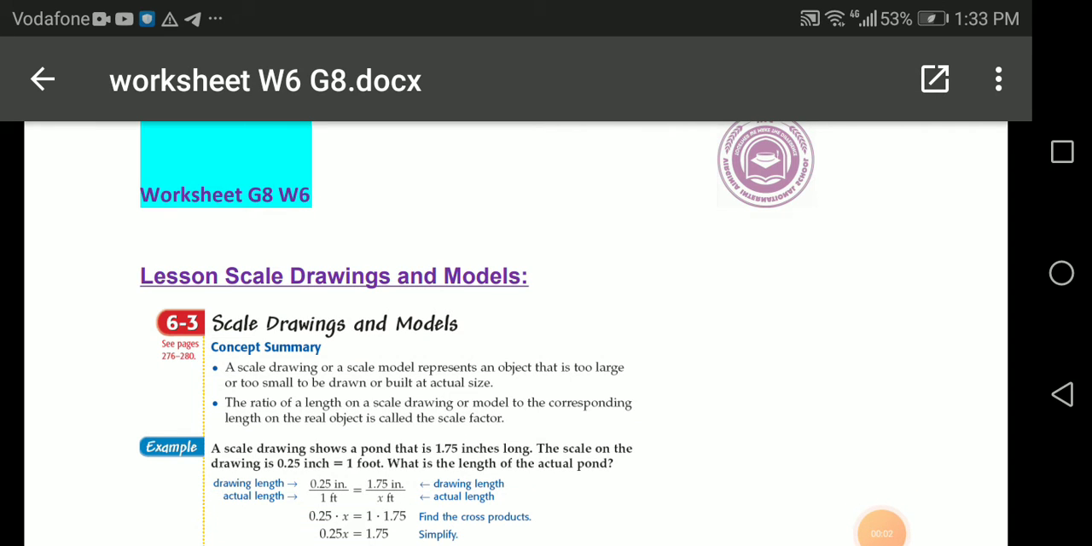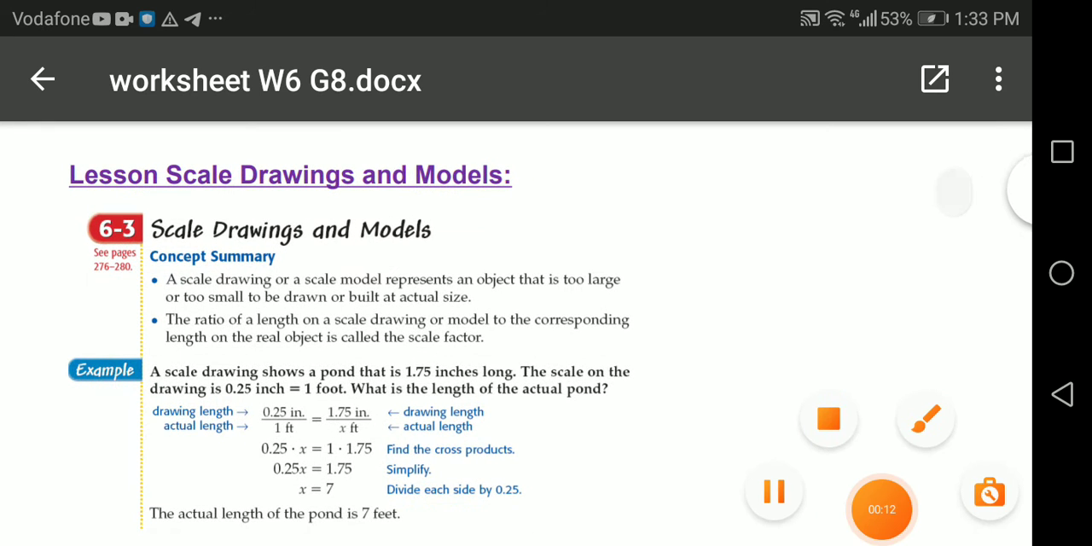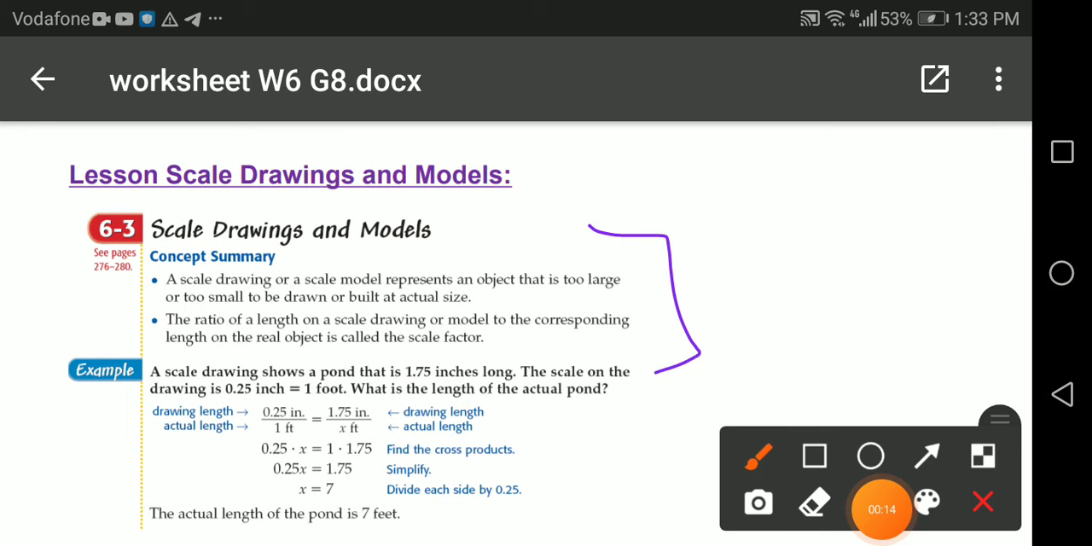I hope you're fine. Today we're gonna talk about scale drawings and models. So let's start. I have here what's meant by scale drawing. We have to understand before we solve.